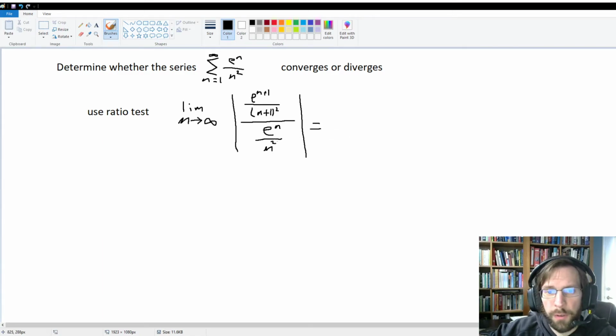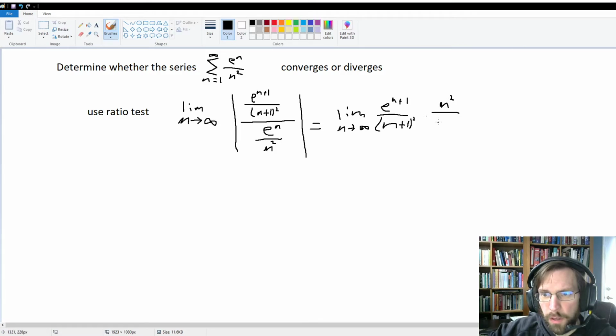Okay, so everything in here is positive, so we can drop the absolute value bars. And dividing by e to the n over n squared is the same as multiplying by the reciprocal. So this is the limit as n goes to infinity of e to the n plus 1 all over n plus 1 squared times n squared over e to the n.